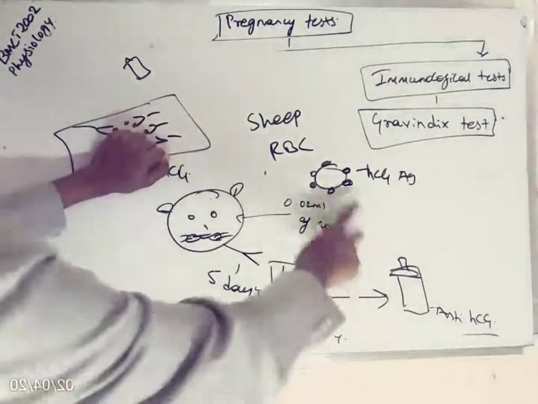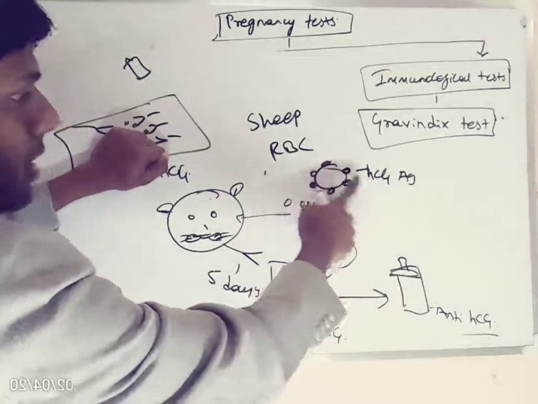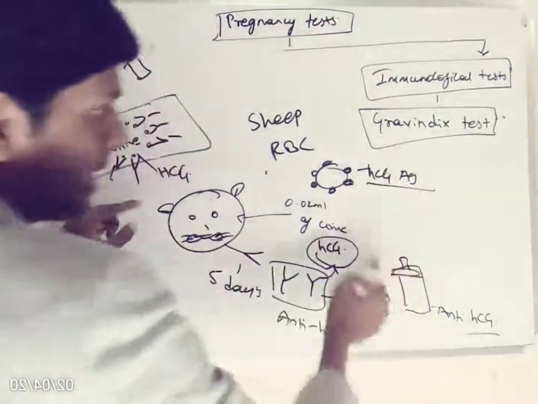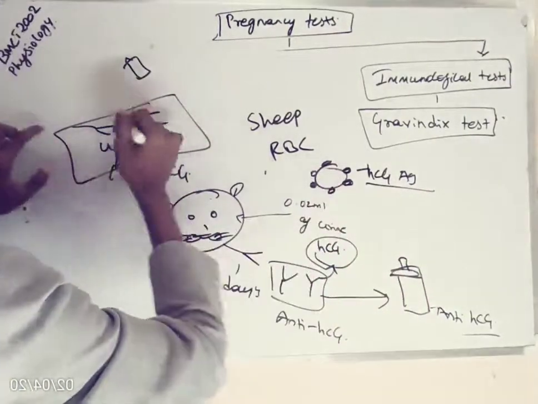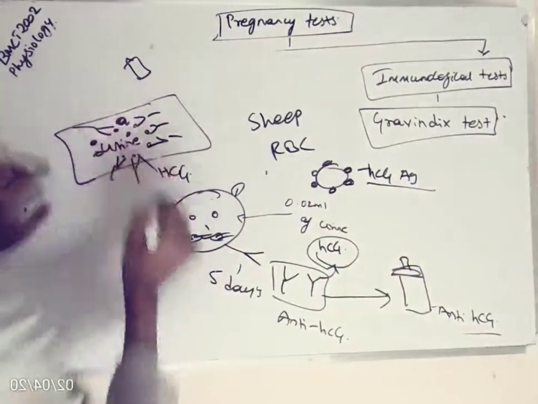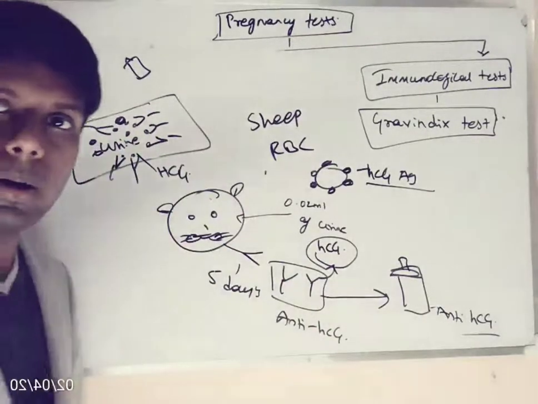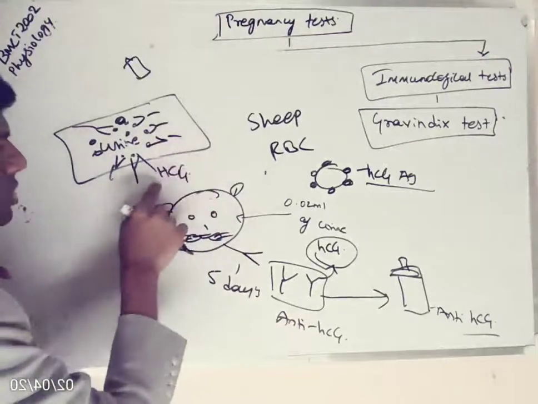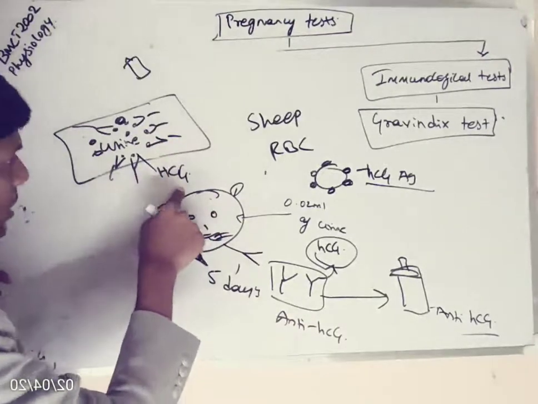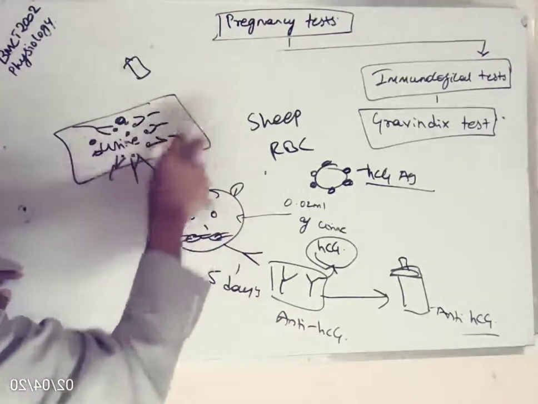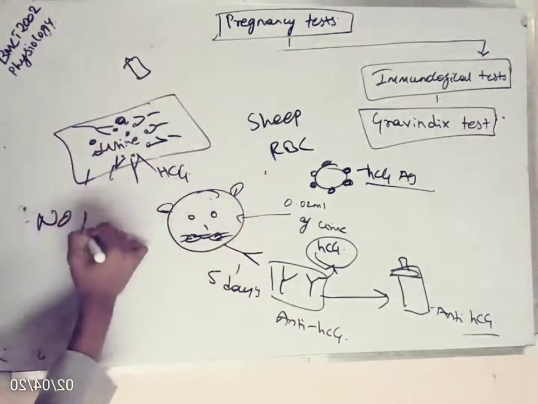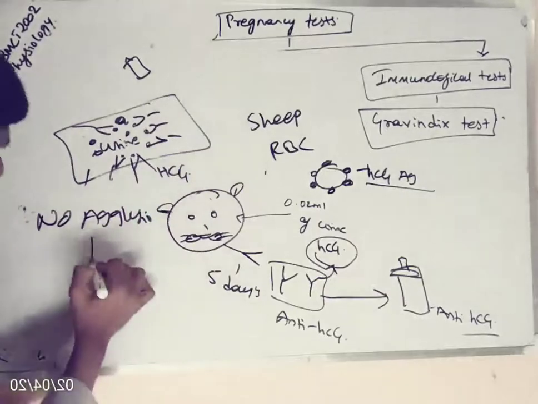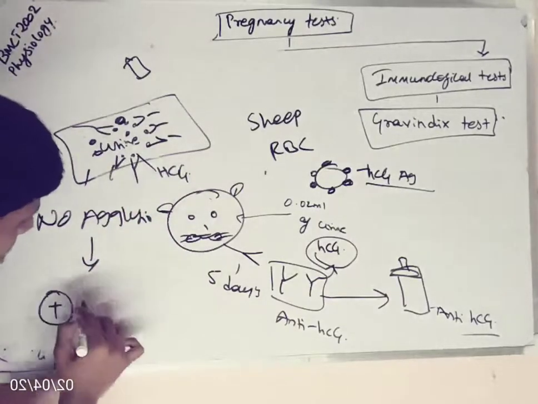Now I am going to add red blood cells that are coated with the same HCG antigen. If I add these red blood cells to this suspension, these red blood cells won't clot, because the antibodies are already attached to the urinary HCG. So these red blood cells will be suspended simply. So there is no agglutination. Absence of agglutination indicates positive for pregnancy.